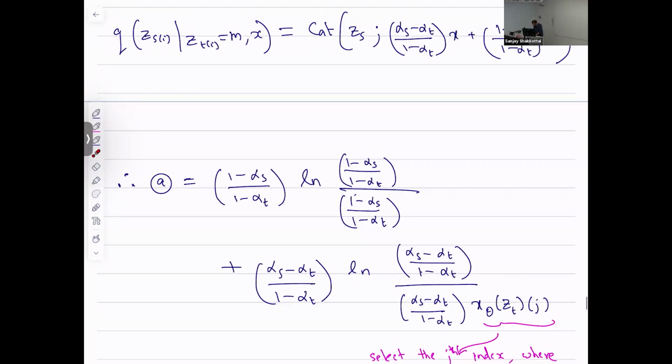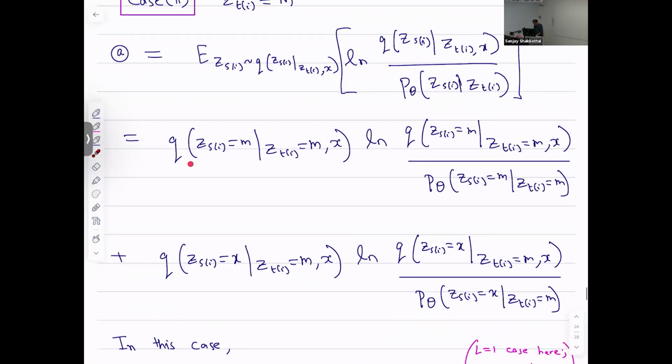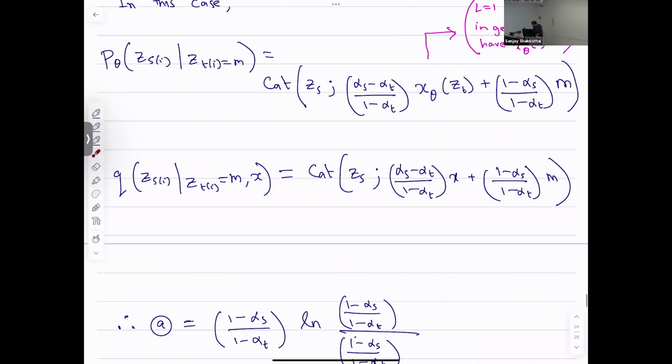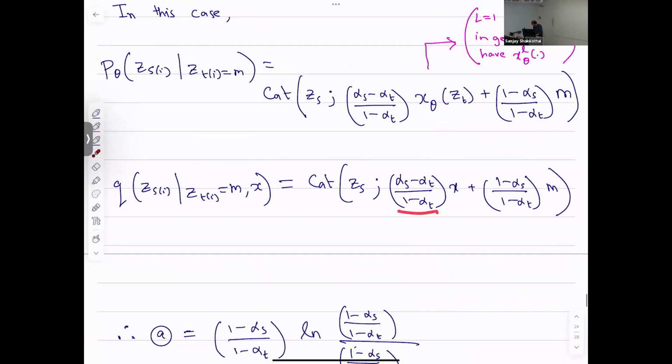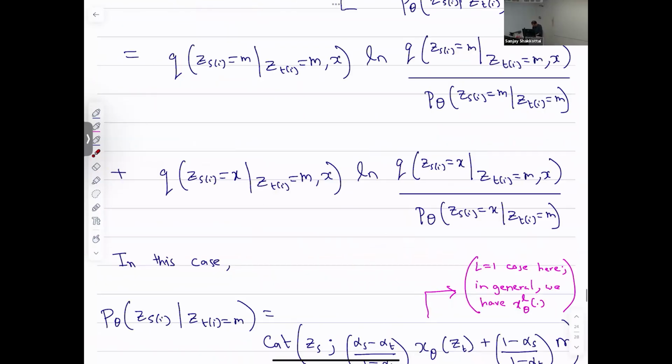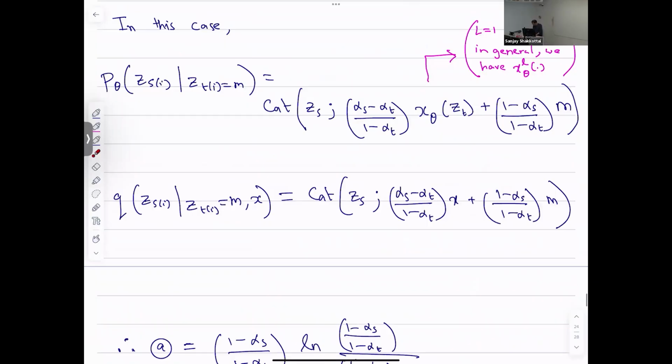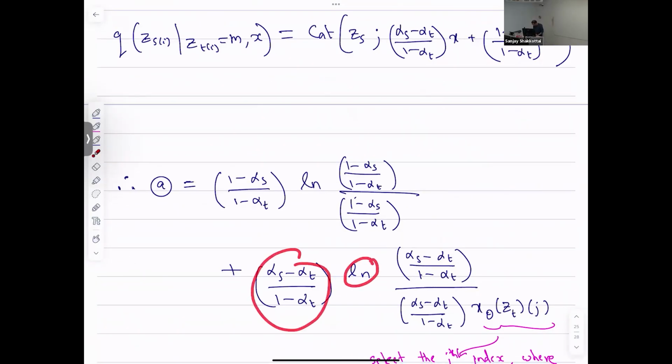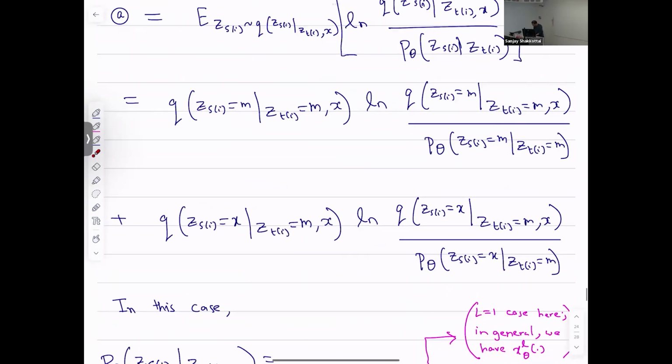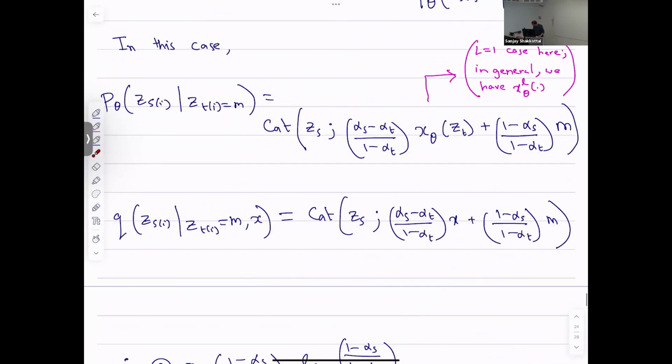And on the other one, that it continues to remain masked, it's weighted by the Q's probability that it continues to remain masked. The other one is when it's decoded to X. It's the Q's probability that it's decoded to X, log of that probability. And now look at what the predictor is doing. Let's go back into this categorical.